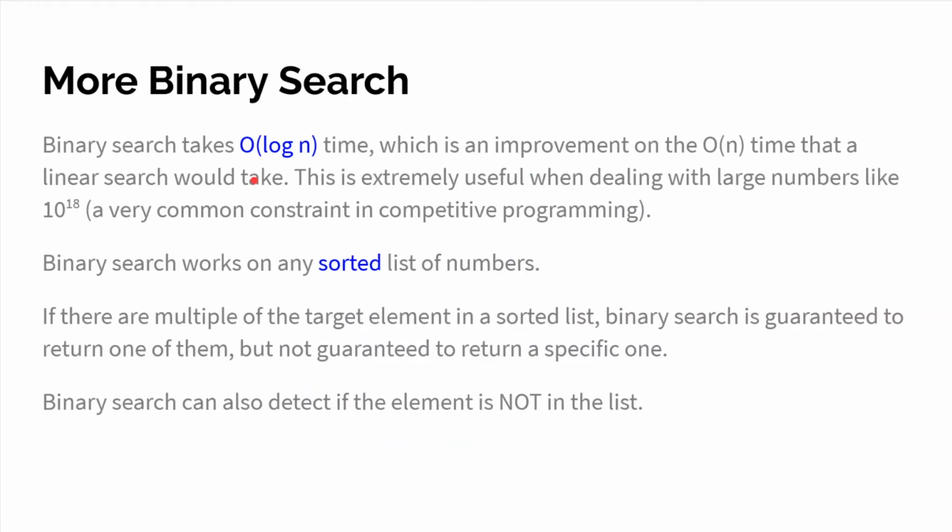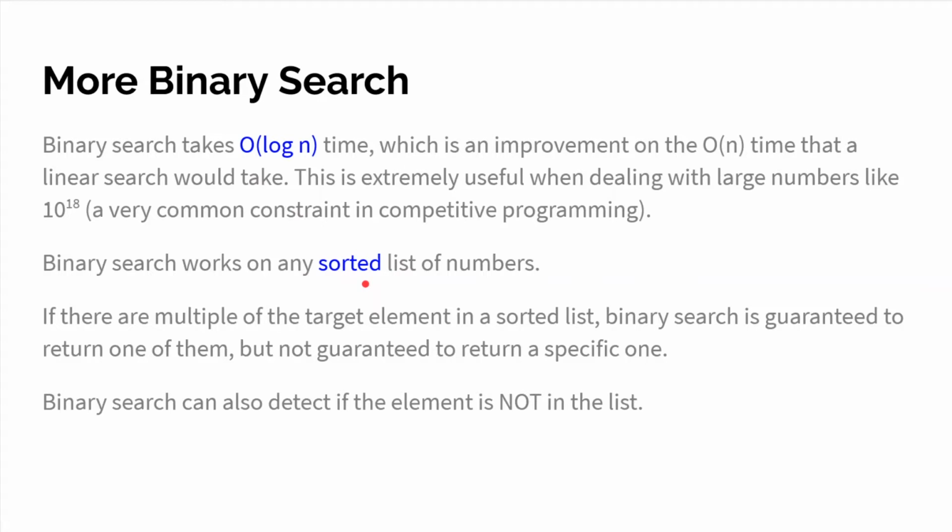So a little bit more on binary search. Binary search takes O of log n time, which is an improvement on the O of n time that a linear search would take, right? Because every single time we're just dividing the range of numbers by 2 until we have a range of only 1 left. So this means that we can search any sorted list of numbers in O of log n time instead of O of n.